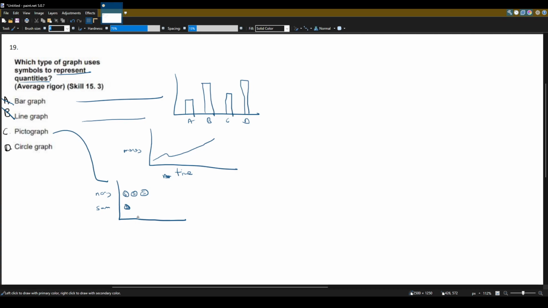And pictures are kind of like symbols. So here we have a graph that represents quantities, and we're using symbols. So I think it is answer choice C. Let's look at answer choice D real quick.